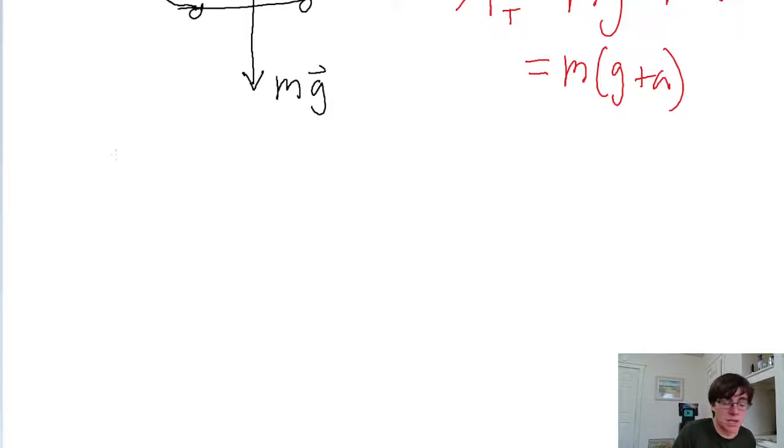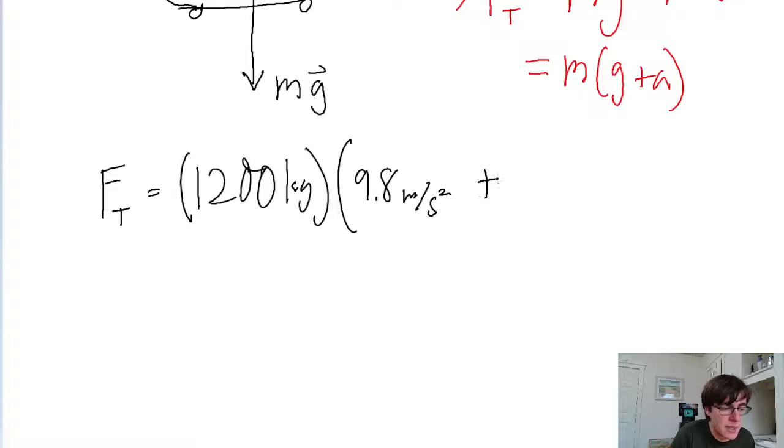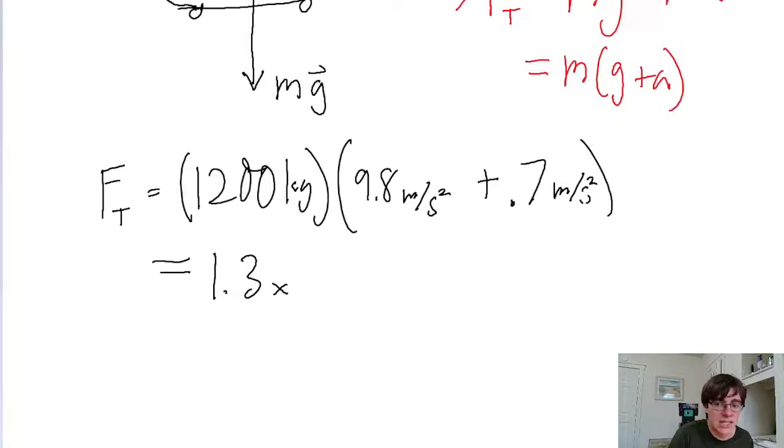So now all we got to do is plug in the numbers that were given to us by the problem. So the force from the tension is equal to the mass of the car, which was given to us as 1,200 kilograms, multiplied by the sums of the accelerations. So that's g, or 9.8 meters per second squared, plus the net acceleration of the car, which is 0.7 meters per second squared. And if we put that into a calculator, we get a tension force of 1.3 times 10 to the power of 4 newtons.